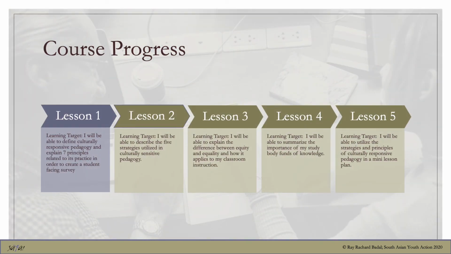We're going to just look at our course progress. Today we finished lesson 1 with a learning target of I will be able to define culturally responsive pedagogy and explain 7 principles relating to its practice in order to create a student-facing survey. At the end of this week, just so you see what the overarching trend of learning is, you're going to be creating a mini lesson plan, but you're going to be utilizing the strategies and principles of culturally responsive pedagogy in order to do it.